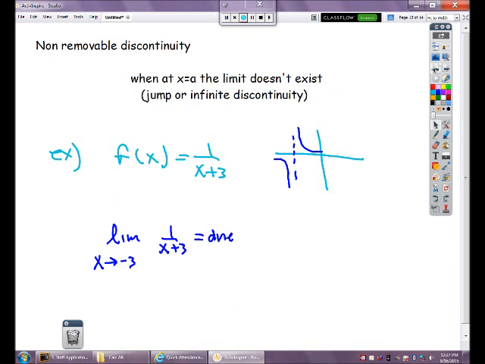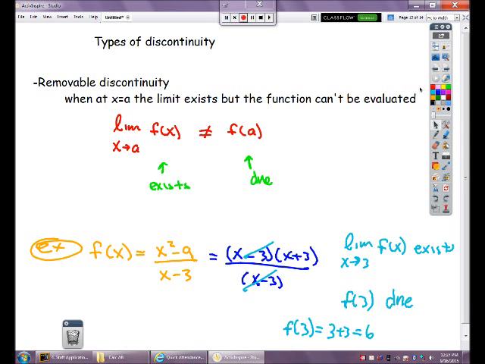The removable discontinuity is when the hole is formed, and the way that you remove the hole, again, is to just plug in the remaining function at the point of discontinuity.